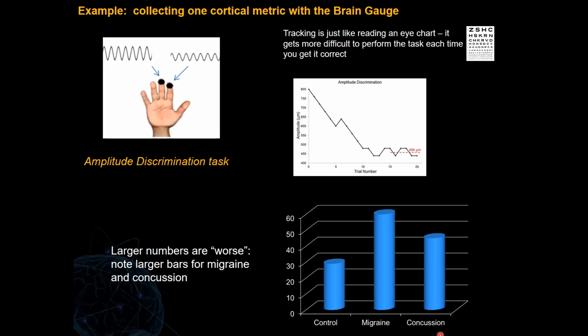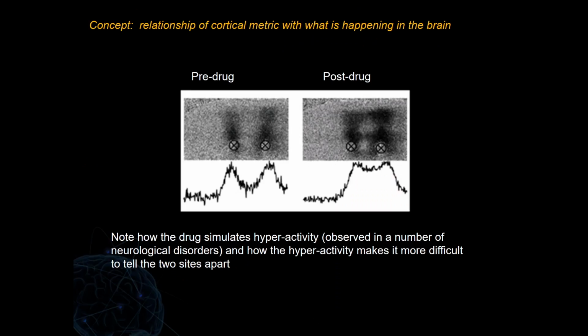Basically, when there's something wrong, that test actually gets worse. So, can we hypothesize about what's going on in the brain? In this slide, we're looking at the relationship of the cortical metric with what's going on in the brain. If you look at this section, you'll notice that there are two X marks depicting where we stimulated the brain. And this is in the brain of a rat. You can see that there are two distinct areas of activation. You can tell both by the image where it's dark, and by the graph, the analysis of that image, that shows it's very distinct.